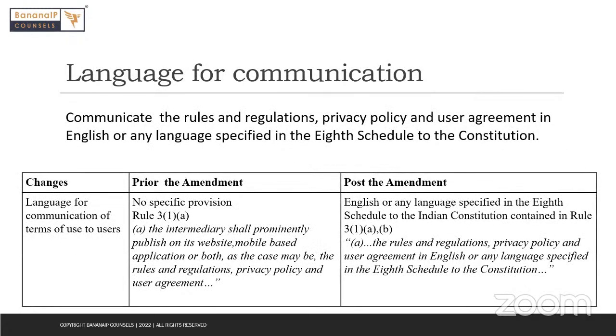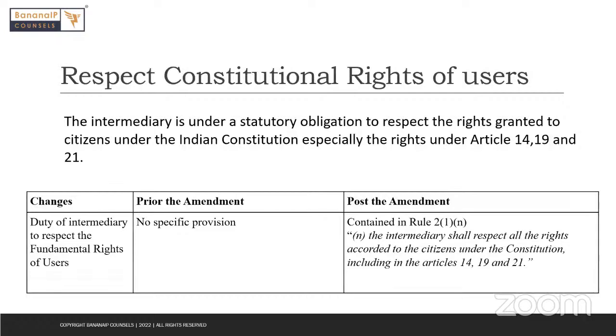There's a change in the language of communication as well. An intermediary is supposed to communicate the rules and regulations, privacy policy, and its user agreement in English or any language specified in the 8th Schedule to the Constitution, which is our Indian official languages. Earlier they were just asked to communicate. Now they've specifically added the languages.